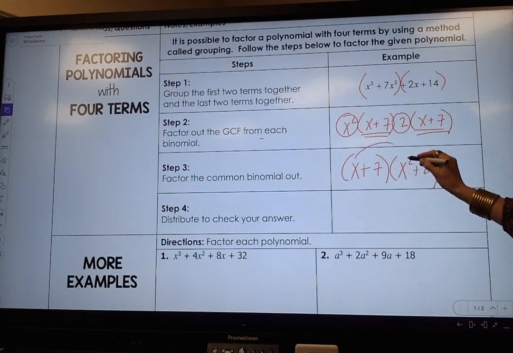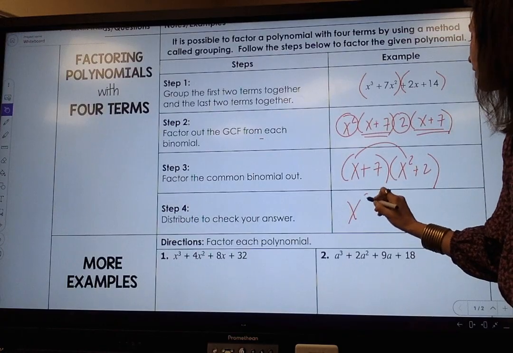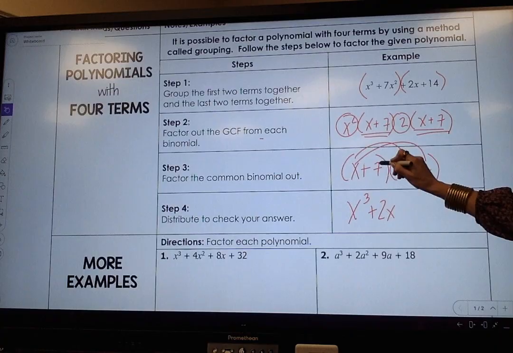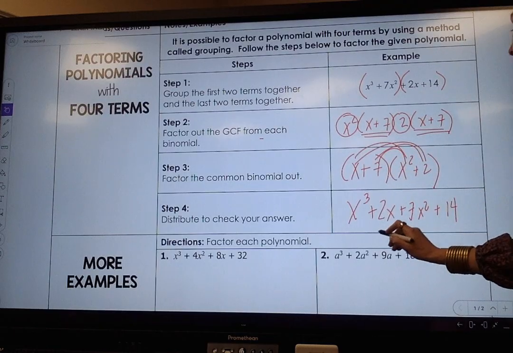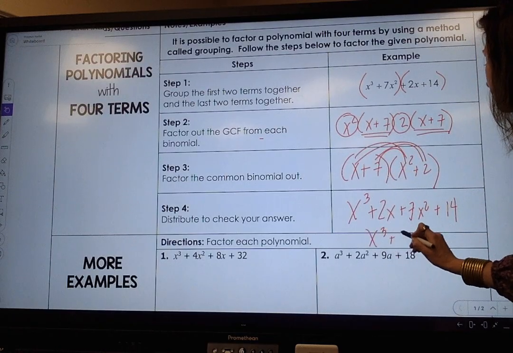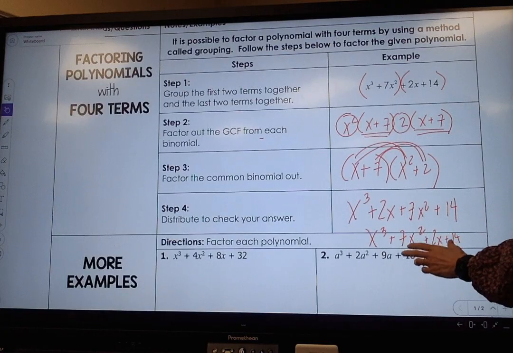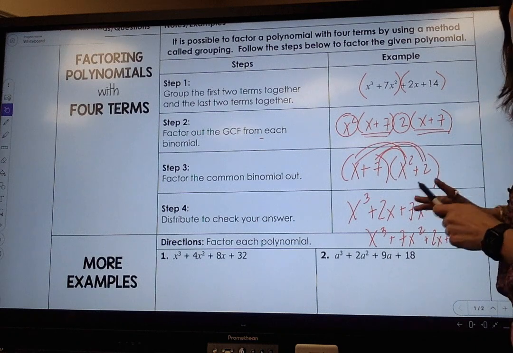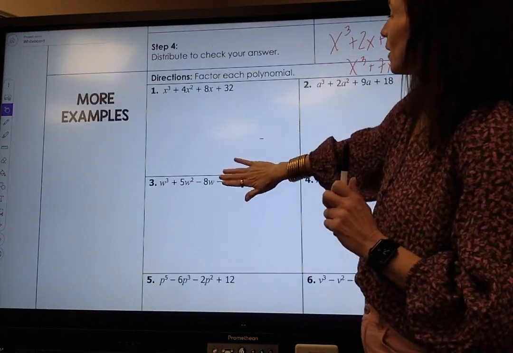So I can distribute, double distribution, x times x squared to get x cubed. x times 2 is 2x, and then I do 7 times x squared, and then 7 times 2 is 14, and then I can rearrange my terms and see, is that what I started at? And I did, so I checked my answer. So that's the grouping method. It's not anything different that you've seen.